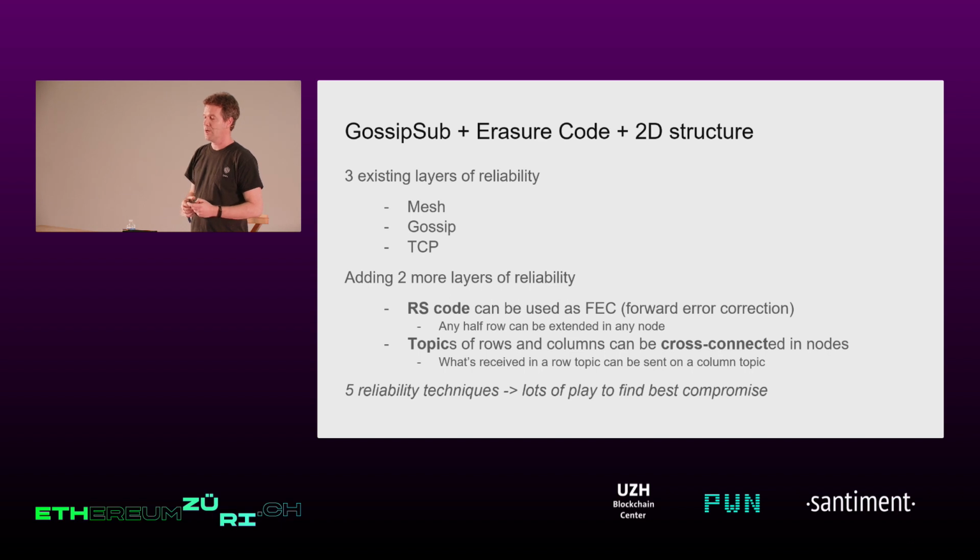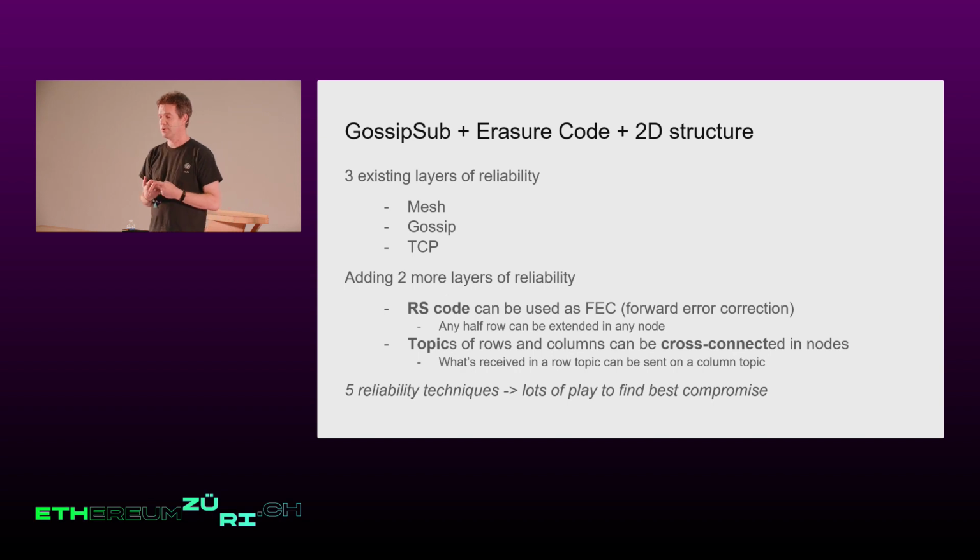So we are adding 2 more layers of reliability. We have the Reed Solomon code, which we can use as a forward error correction code from communications, if you know that. So basically, if you have received half the row, whichever half number of segments, you can repair it. And the topics are cross-connected. So if you receive something on a row, you have it on a column. So we can use these 2 techniques as well. So we have 5 reliability mechanisms there with which we can play to have a system which works well.